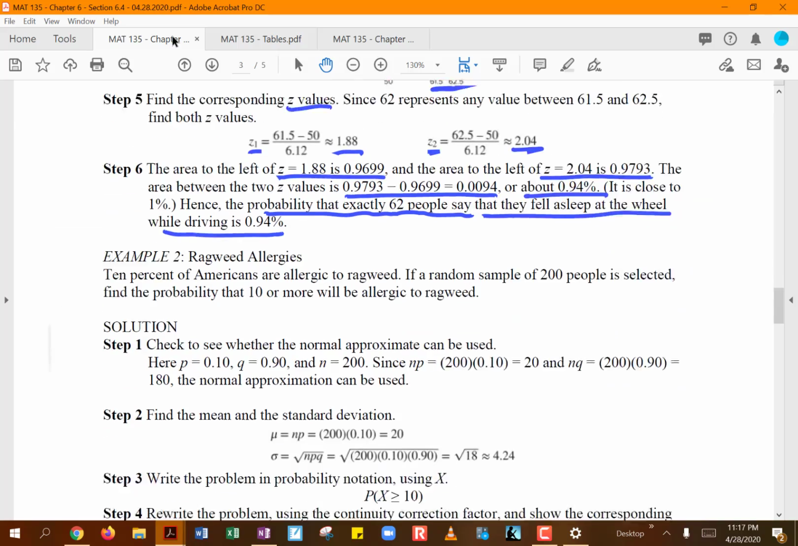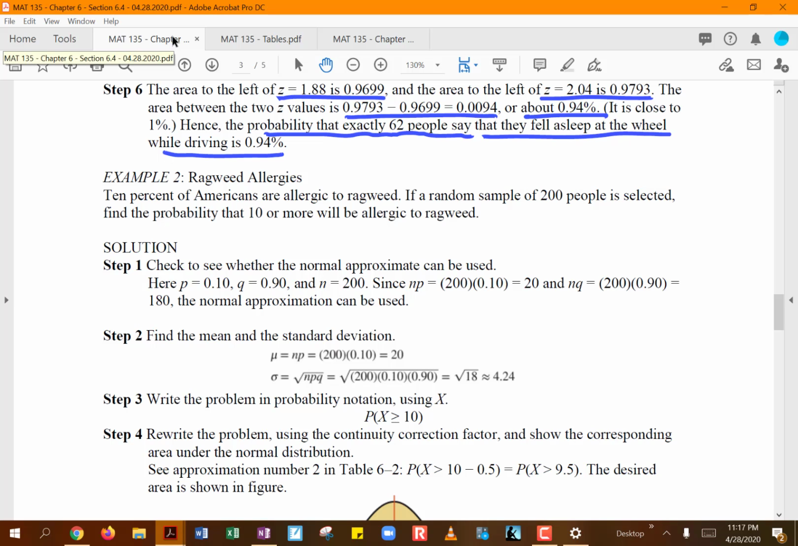So they're telling us 10% of Americans are allergic to ragweed. If a random sample of 200 people is selected, find the probability that 10 or more will be allergic to ragweed. So of course they're telling us 10% is the probability. So that's P equals 0.10. And then of course to find Q, we do 1 minus P, which is where you get Q equals 0.90 from. They're telling us we have a random sample of 200 people, so that's our n value.